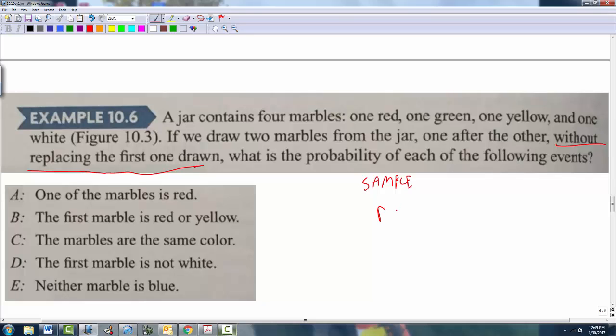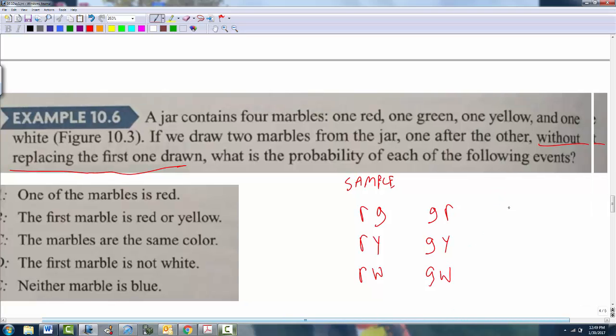Well, we could get red and then what? Green. Red, then what? Yellow. Red, then what? White. Or the first one could be green and red, green and yellow, green and white. Or you could do yellow, then red. You want to organize this and not get them all cattywampus and all over the place, which actually is a word. I think it just means off center.